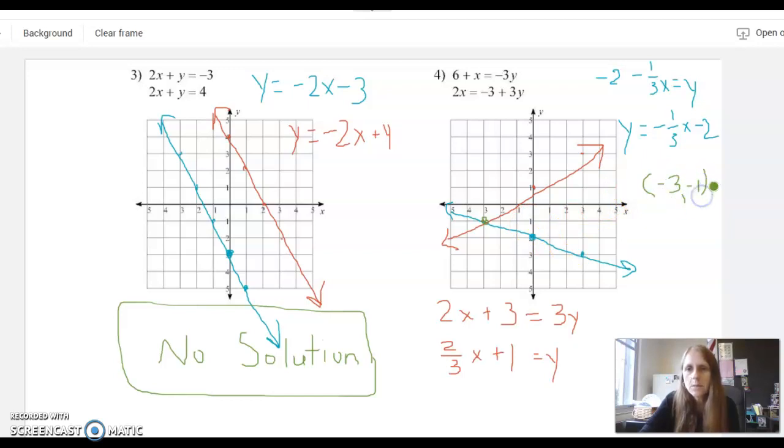And that's how you solve a system by graphing. In the coming days, we'll look at more methods. Take care.